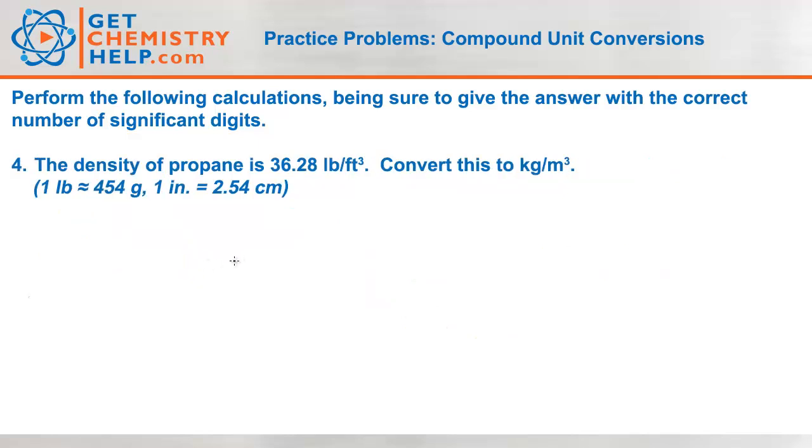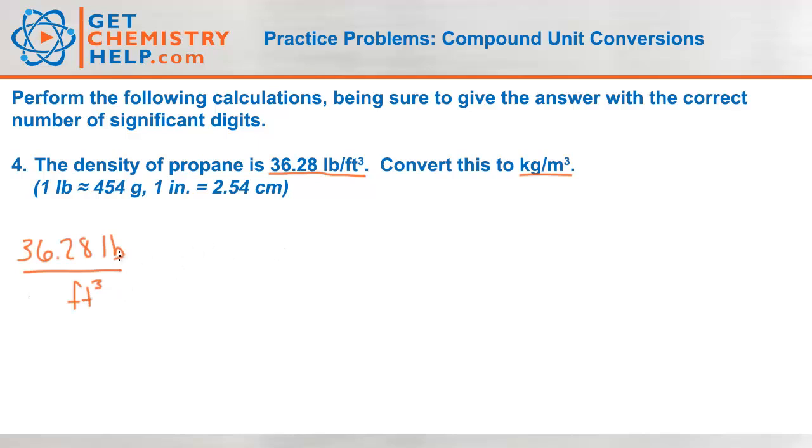Okay, so one last conversion, and this one is definitely a thinker. This one says the density of propane is 36.28 pounds per cubic feet. Convert this to kilograms per cubic meters. Okay, so I'm starting off with 36.28 pounds per cubic feet.